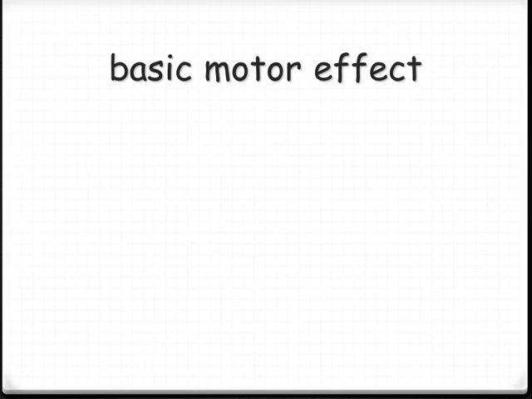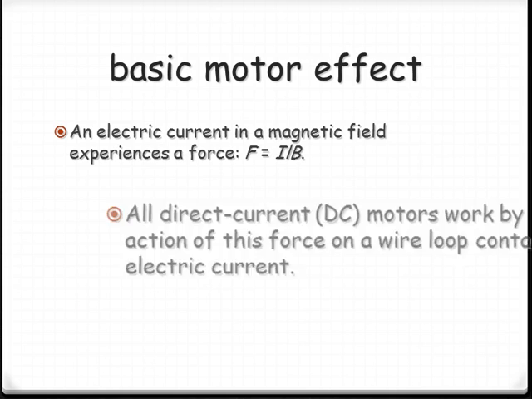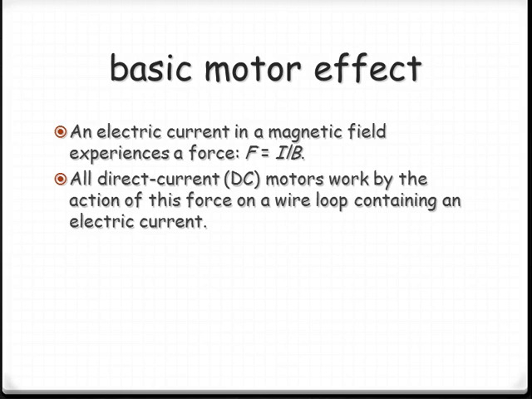The basic operating principle for a motor is really quite simple. What it does is send an electric current through a magnetic field, and that wire is going to experience a force. Now, we're going to focus on DC motors. We don't need to look at AC motors. And basically what a DC motor consists of is a wire loop containing electric current inside a magnetic field.